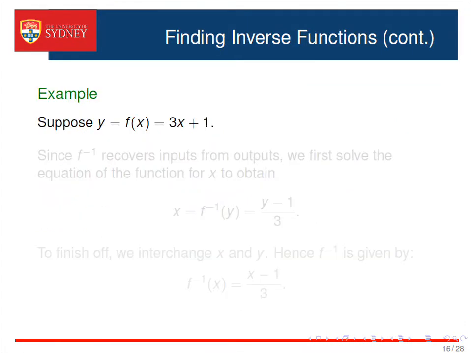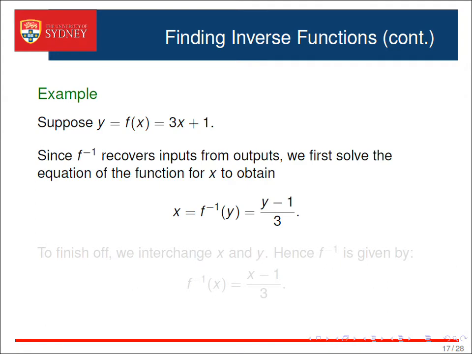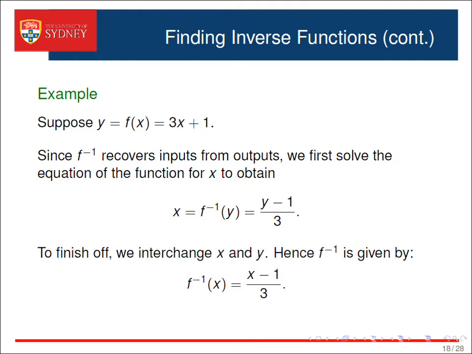Here's an example. Let the function y equals f of x be 3x plus 1. We rearrange the equation for x, giving y subtract 1, all divided by 3. To finish off, we interchange x and y, and so the inverse function is given by the following.